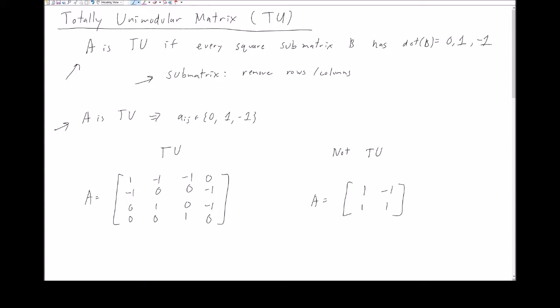Here we have two examples of matrices. Here we have a matrix A that's totally unimodular. And we could verify this by taking every square submatrix and computing its determinant and showing that it's equal to 0, 1, or -1. On the other hand, here we have a matrix A that's not totally unimodular. The determinant of the matrix itself is actually not 0, 1, or -1, so it's not totally unimodular since the matrix itself is a submatrix. This is the definition of a totally unimodular matrix. We'll see why they're useful in just a second.